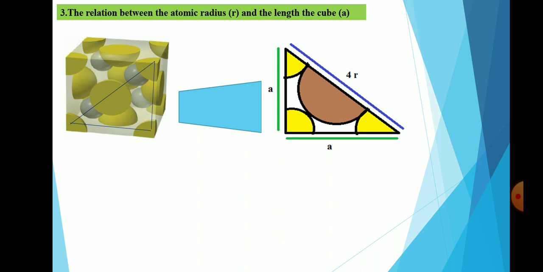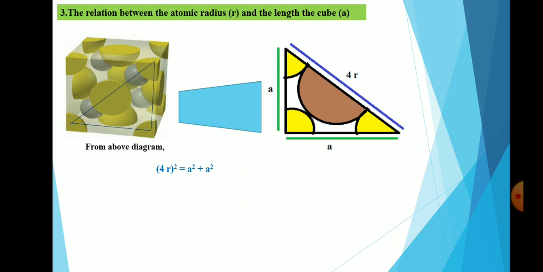Here we just show it as a green line, it is a, it is also a. So the corner atoms have radius r. Again, the second corner atom has radius r, and the central is 2r, the total is 4r. So in a triangle, we have to calculate the relation between atomic radius and length of cube. From the above diagram, 4r square is equal to a square plus a square by using Pythagoras theorem.